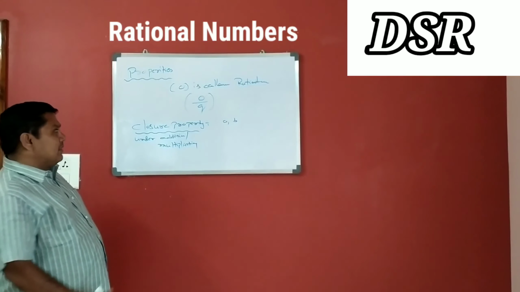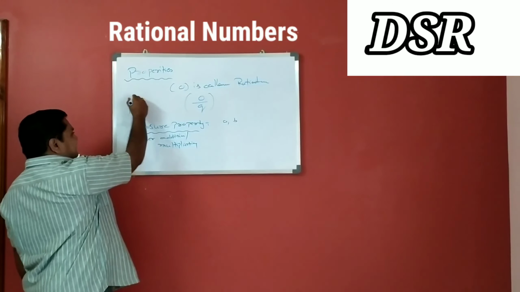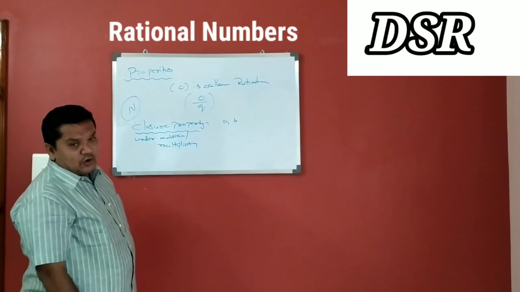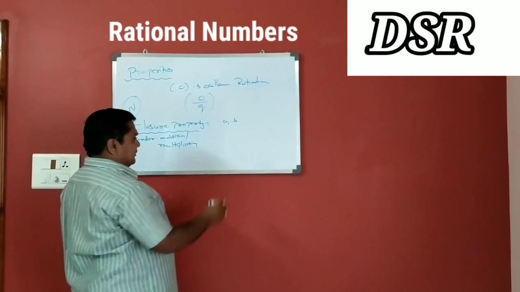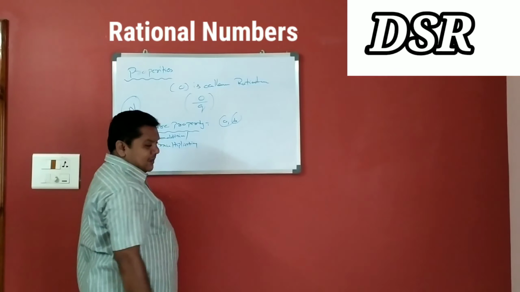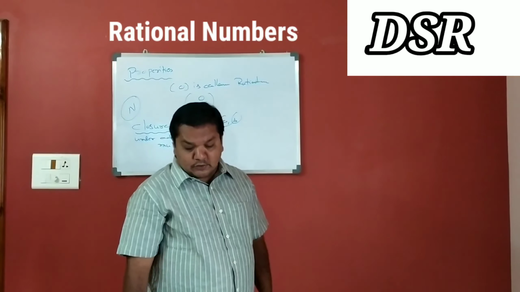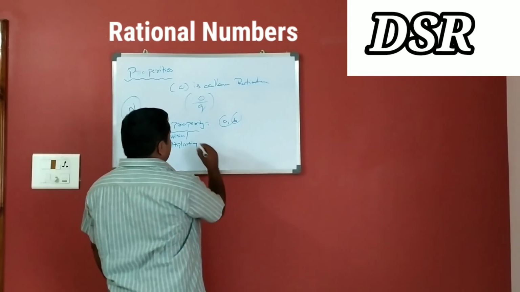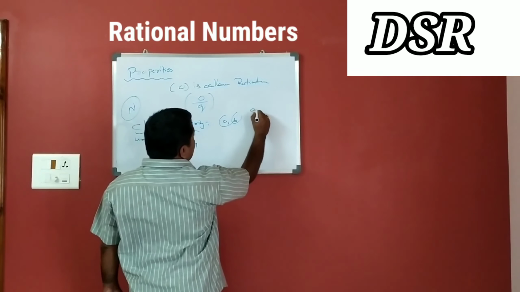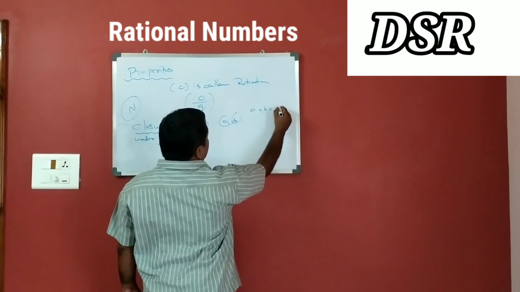Closure property. For example, we have to discuss natural numbers. Natural numbers are denoted by N. We have to take any two natural numbers, A and B. If we go to the addition property, A plus B is also equal to C.